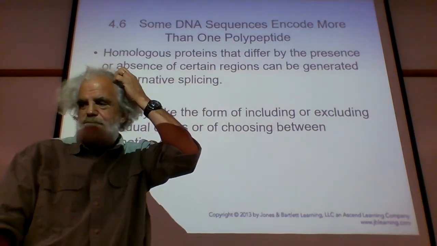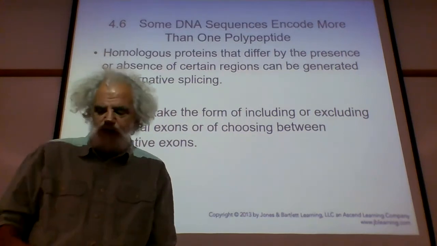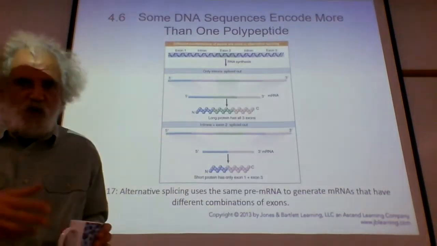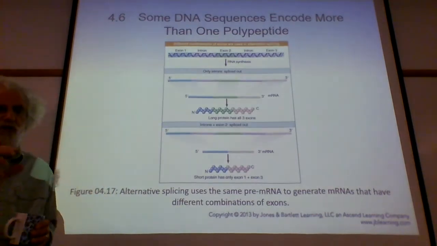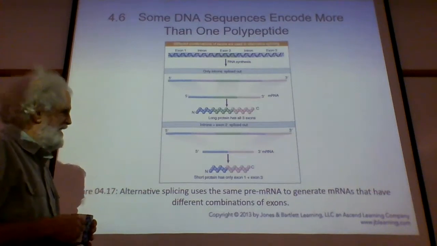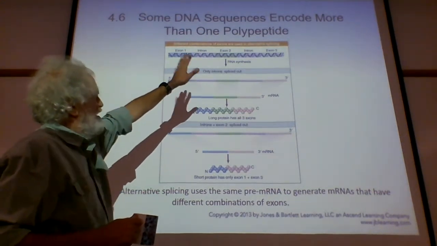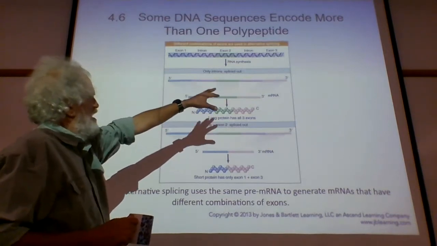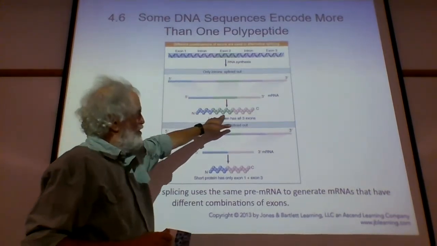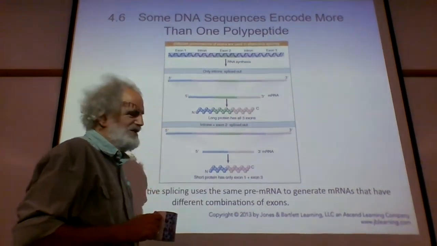So alternative splicing is a really critical point to think about, in that we can generate multiple protein species from a single gene. Just as an example here, we have exon 1, exon 2, exon 3. So we splice things out and we end up with a long protein that has all 3 exons, or a shortened protein that has only exon 1 and exon 3.